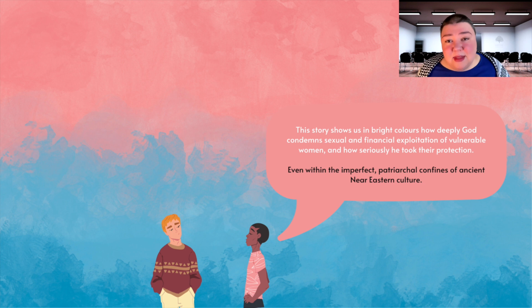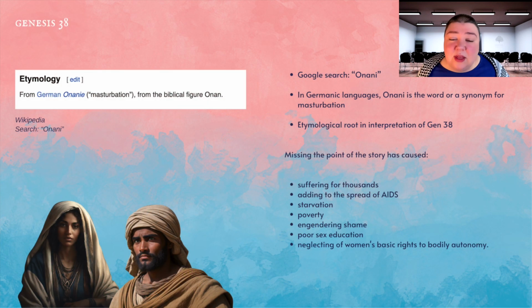And yet, even though this is what the story is about, Christian tradition and history has twisted it into being about something else. If you go onto Google now and you search for the word onanie, you'll get a Wikipedia hit that says, from German, onanie, masturbation, from the biblical figure Onan. In Norwegian and other Germanic languages, onanie is the word or synonym for masturbation, all having their root in the Bible character called Onan.